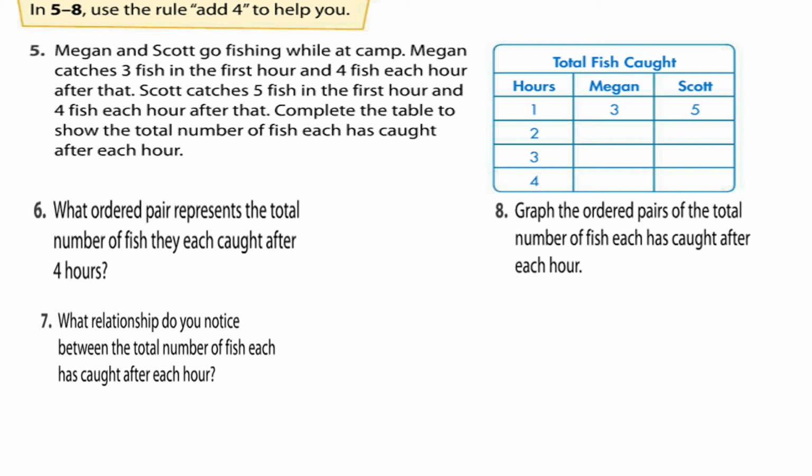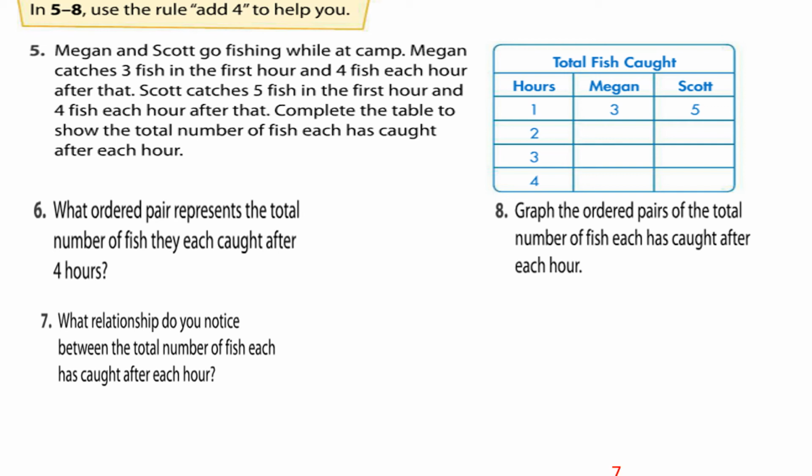Scott catches 5 fish in the first hour and 4 fish each hour. So of course, the rule of Scott is also adding 4. Complete the table to show the total number of fish each has caught after each hour. I'm going to complete the table easily because I know the rule of both. The rule of Megan is adding 4, and the rule of Scott is also adding 4. So after 1 hour, Megan has caught 3 fish, and Scott has caught 5 fish.